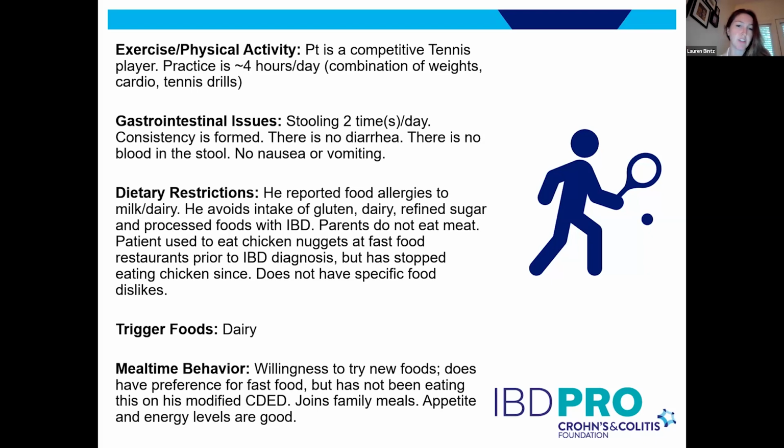The patient used to eat chicken nuggets from fast food restaurants prior to the IBD diagnosis, but once he was diagnosed, he stopped that. And he didn't have many specific food dislikes at all. He was not a picky eater, happy to eat mostly anything. And he did have an interest in having a healthy diet, and eating well for tennis. He had a willingness to try new foods.